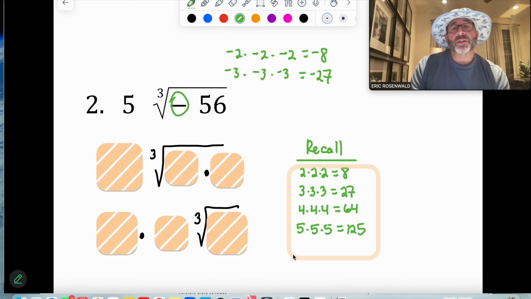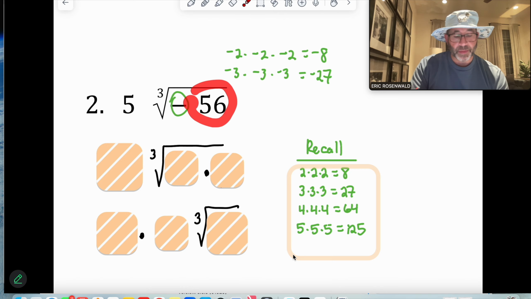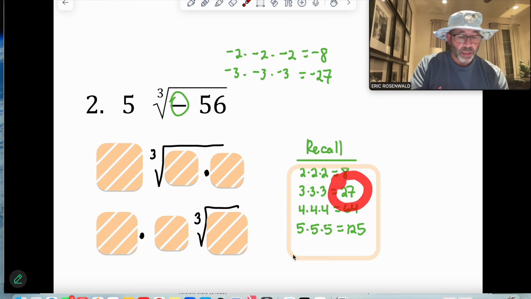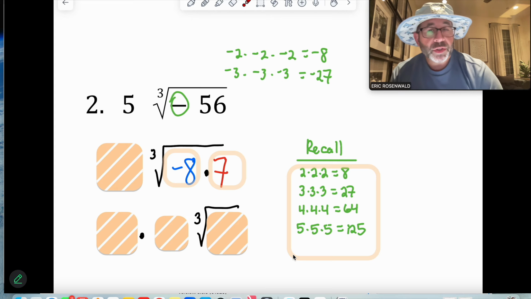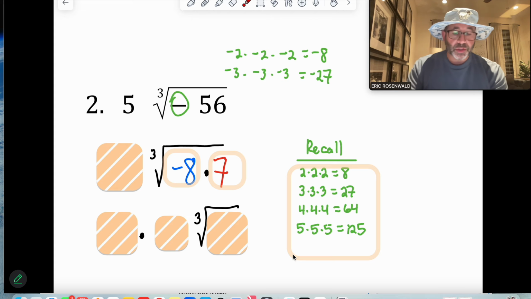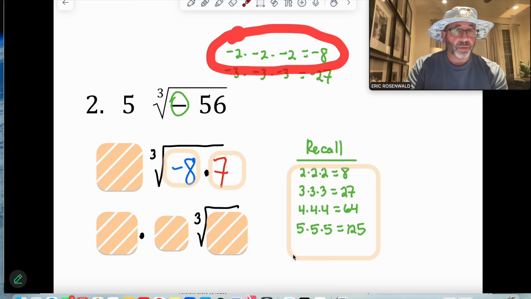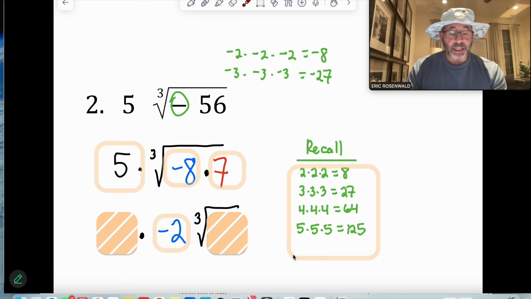So we are asking ourselves, what numbers can I take 56 and divide it by? Well, if I do 56 divided by 27, that just doesn't work. It's just too big. 27 times 2 is 54. So then let's try 8. 56 divided by 8 turns into 8 and 7. Now, I use the negative on the 8 because we just set up here that I can do the cube root of negative 8. The cube root of negative 8 would just be a negative 2.